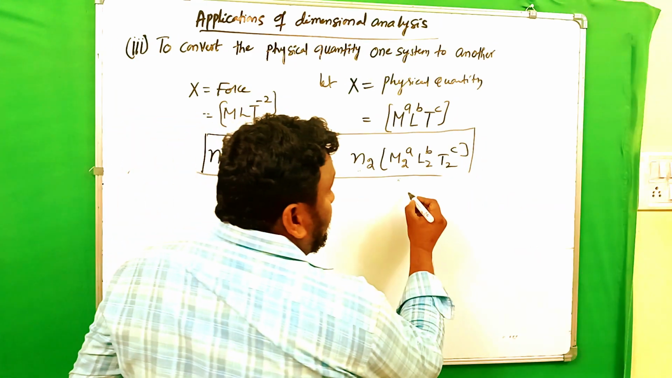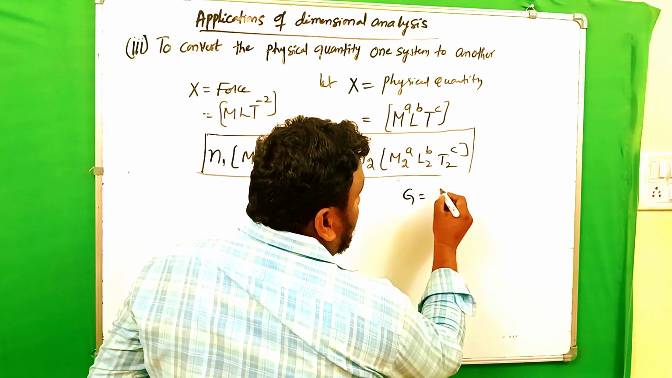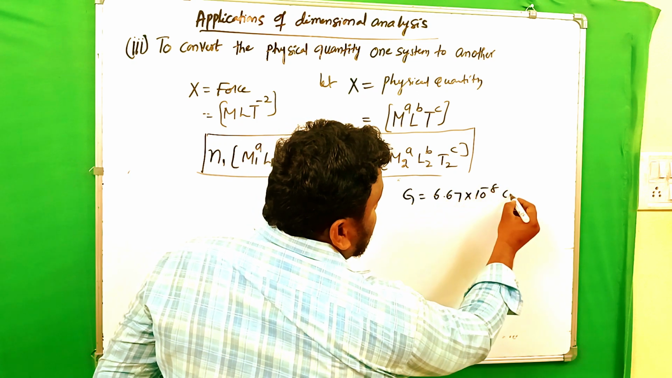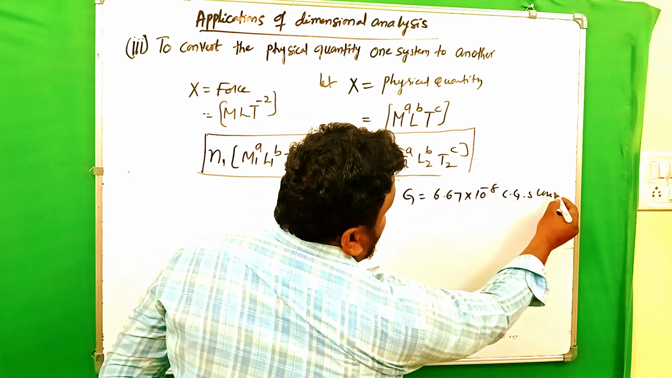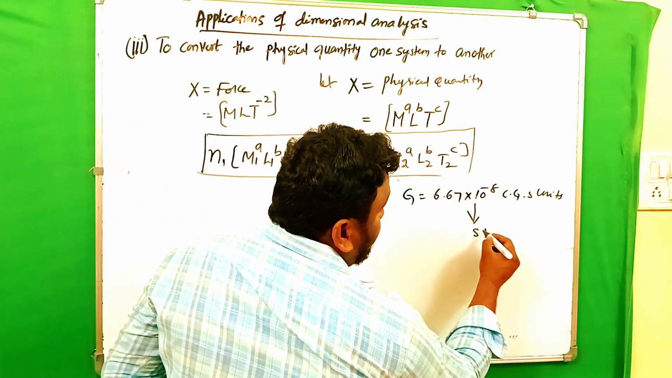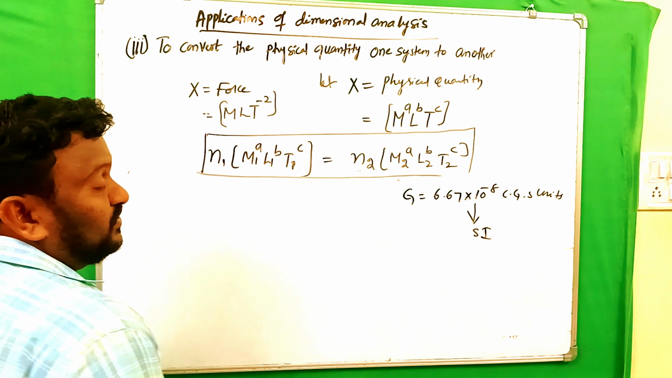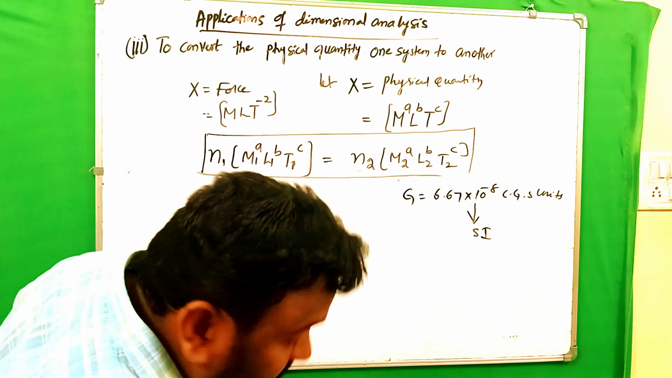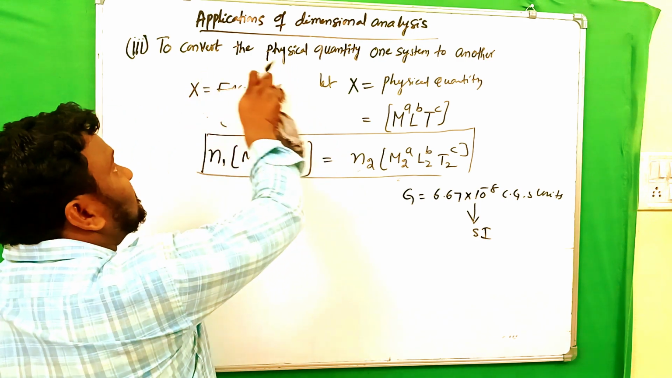See the next example. The G value is given as 6.67 into 10 to the power minus 8 in CGS units. We have to convert it into SI. That is the concept here. So by using this, how can we convert the G value from CGS to SI?